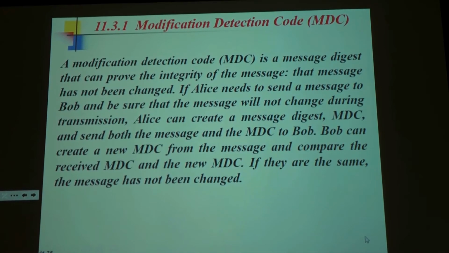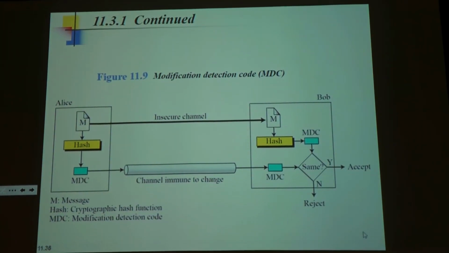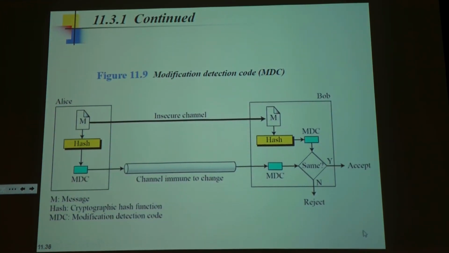Let's take a look. Okay. So in here, for example, the modification detection code. You have the message, you have the hash, you created the modification detection code. Okay, modification detection code. All right. So what you'll do, you'll send the message in a secure channel, and you have to send the digest in an immune channel.